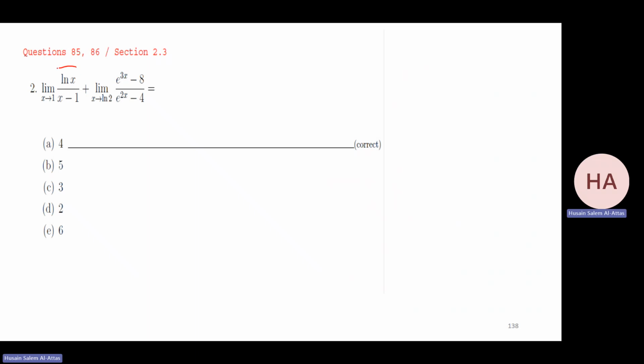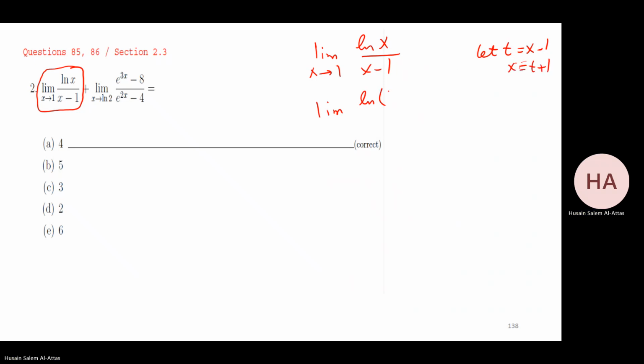This is the last one. You notice this goes to 1, so I will change it. Let t equal x minus 1. So you have the limit of ln x, which will be ln of t plus 1, over t, where t goes to 0.